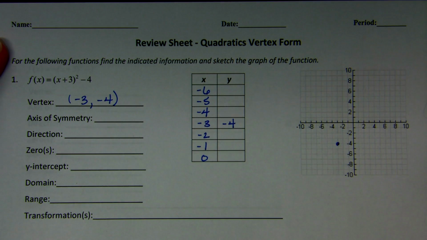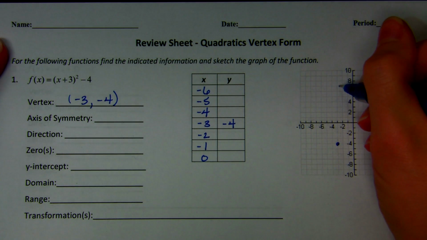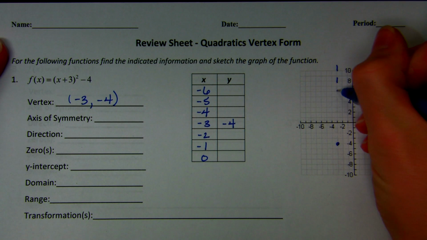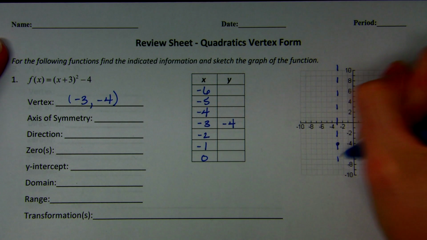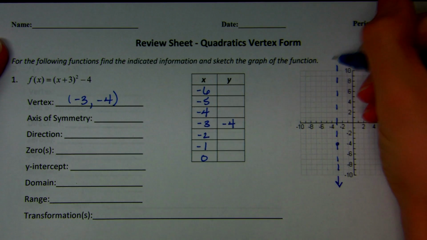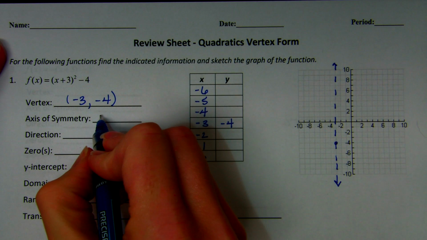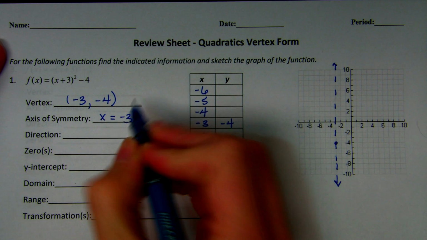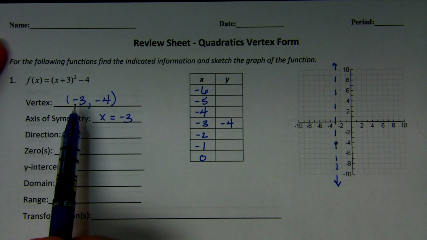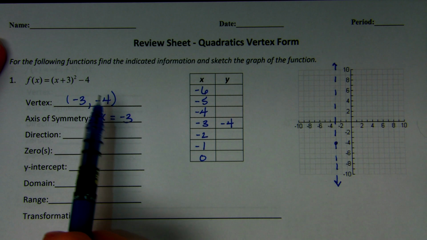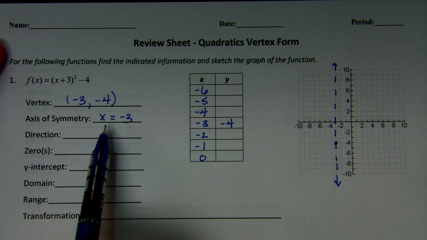That's my vertex. There's a line that goes through that vertex. It is the axis of symmetry, and it's the line about which the graph is symmetric. We talked about that today in class. My axis of symmetry for this is x equals -3. It is always that first number from the vertex. So if you've identified the vertex correctly, you have your axis of symmetry.